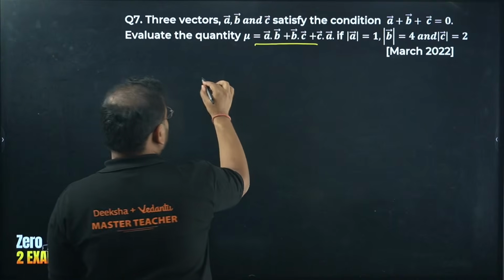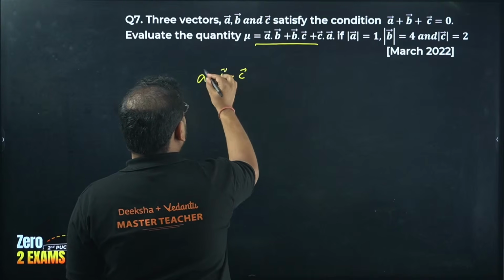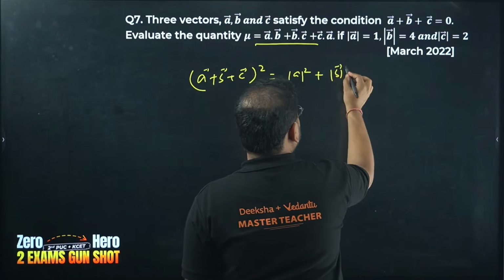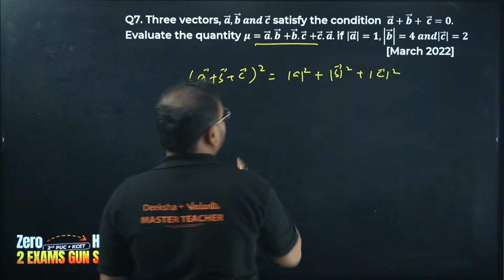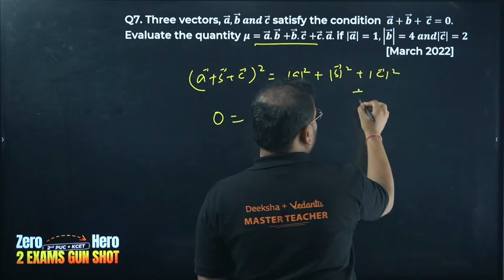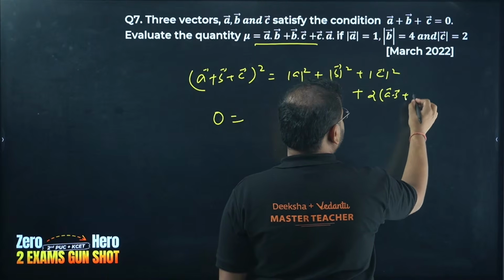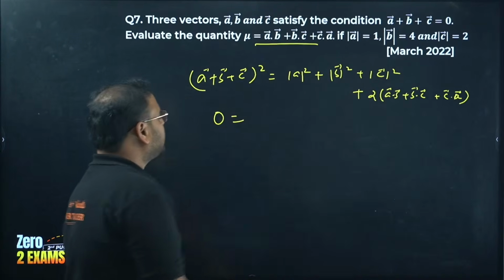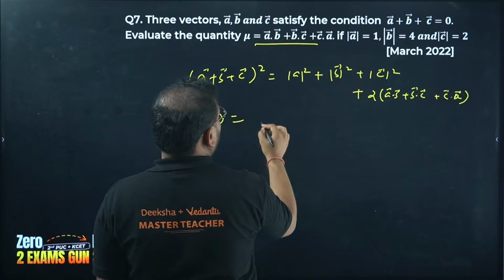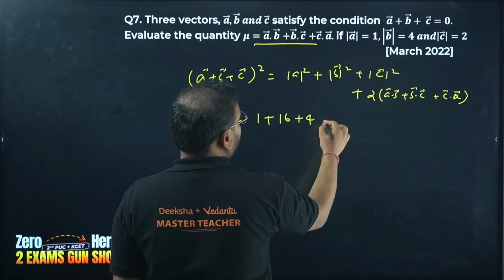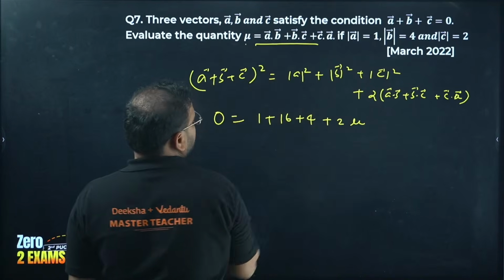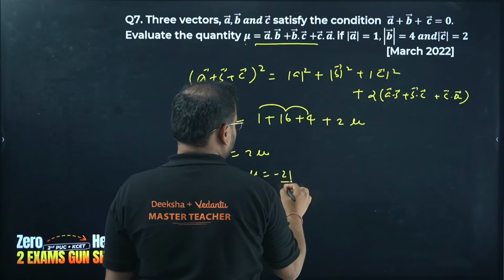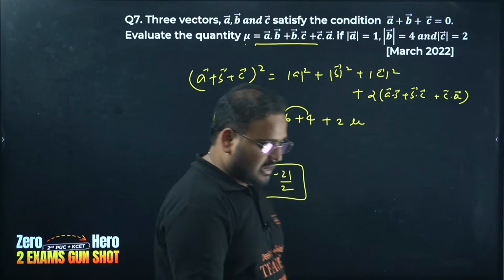You have the formula if you remember: (a + b + c) whole square is given by mod of a square, mod of b square, and mod of c square. This value is 0, and of course you have twice of a dot b, b dot c, and c dot a. What will this be? 1 plus 16 plus 4 plus 2 times mu. They have given this value as mu. 21, 2 mu. Mu is what? Minus 21 by 2. Mu is minus 21 by 2.